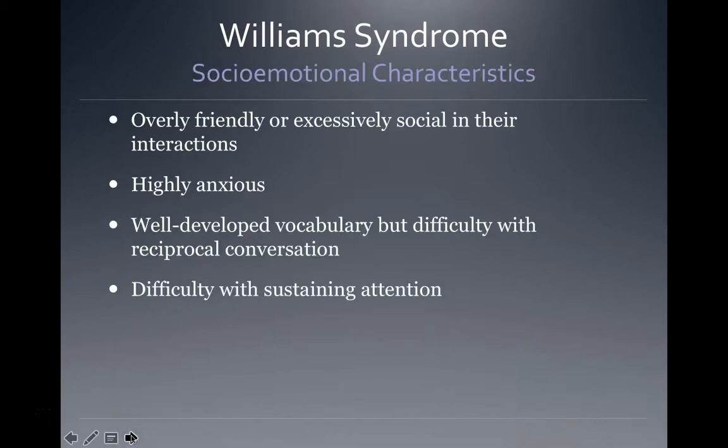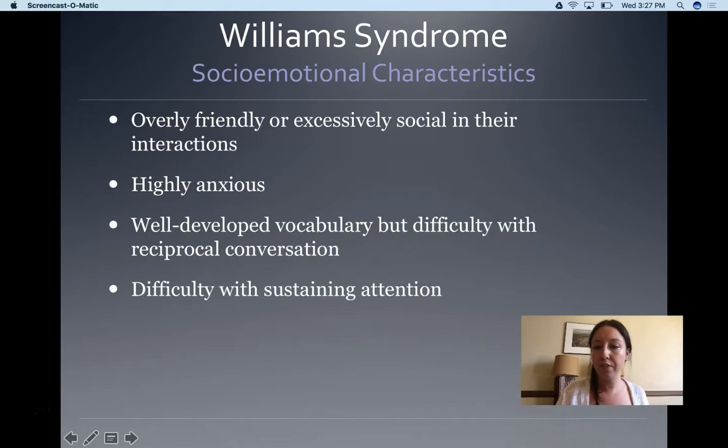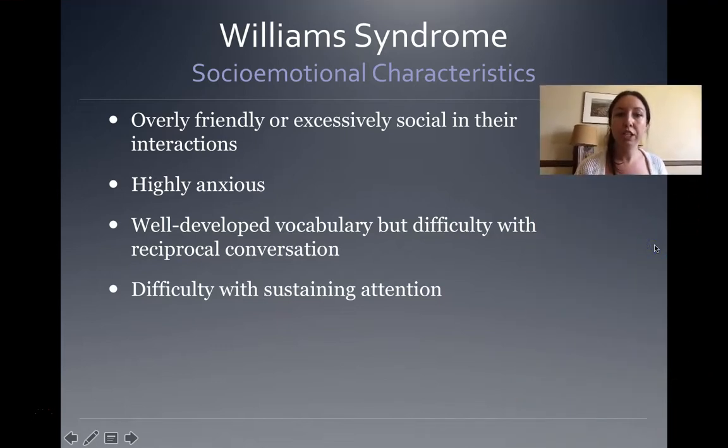And then the socio-emotional characteristics, which the video also really highlighted. As I mentioned, they do tend to be overly friendly or excessively social in their interactions, which is an amazing strength that should be used when support planning, but can also lead to higher rates of victimization. Individuals with Williams syndrome also tend to be more anxious than other individuals, which is important to support plan for, so that they can be successful and it doesn't become a barrier. We know that they usually have a well-developed vocabulary, but have difficulty with reciprocal conversation.